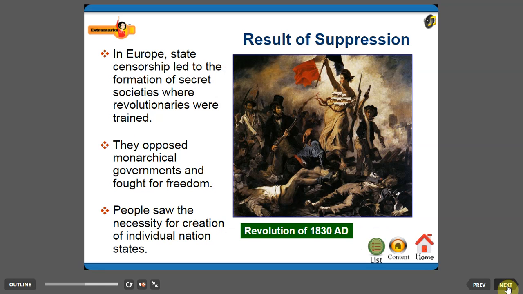Result of suppression. Due to the suppression by the ruling monarchs in Europe, state censorship led to the formation of secret societies or Jacobin societies where revolutionaries were trained. They opposed monarchical governments and fought for freedom, and people saw the necessity for the creation of individual nation states. And that, you can say, resulted in the various revolutions in different parts of Europe.